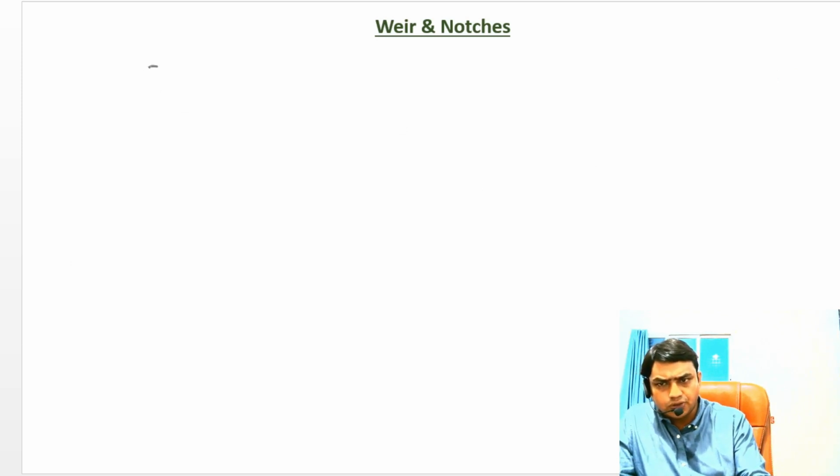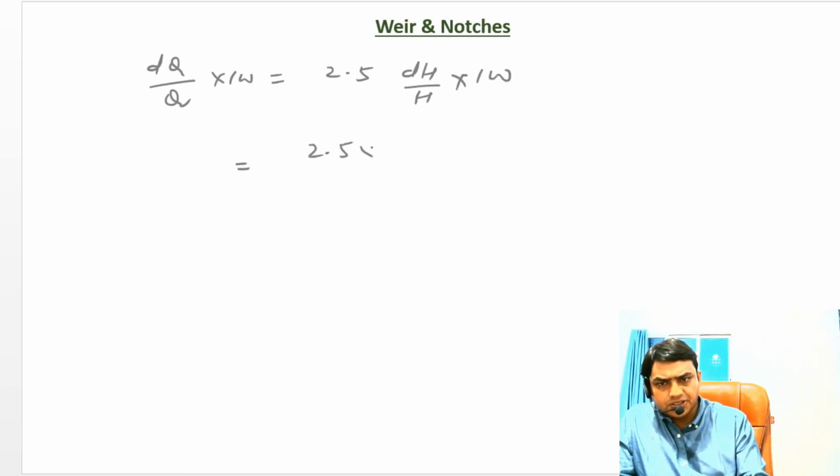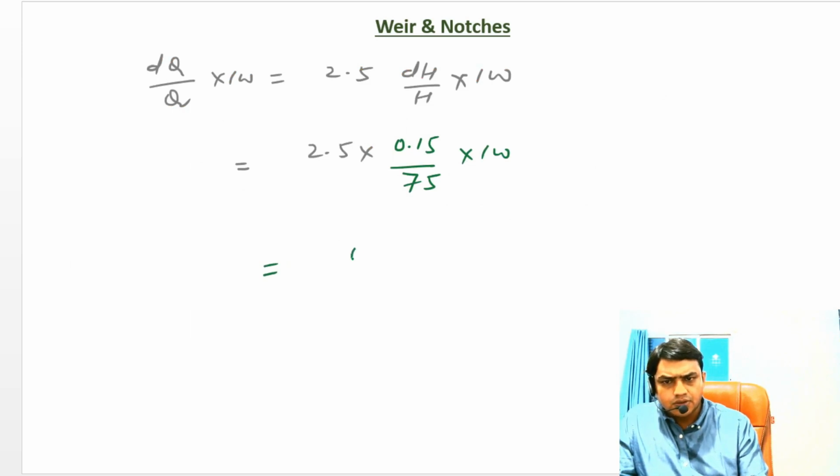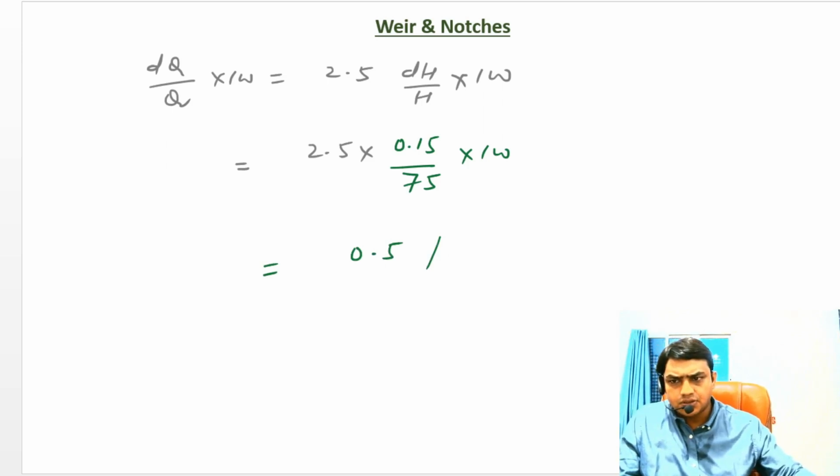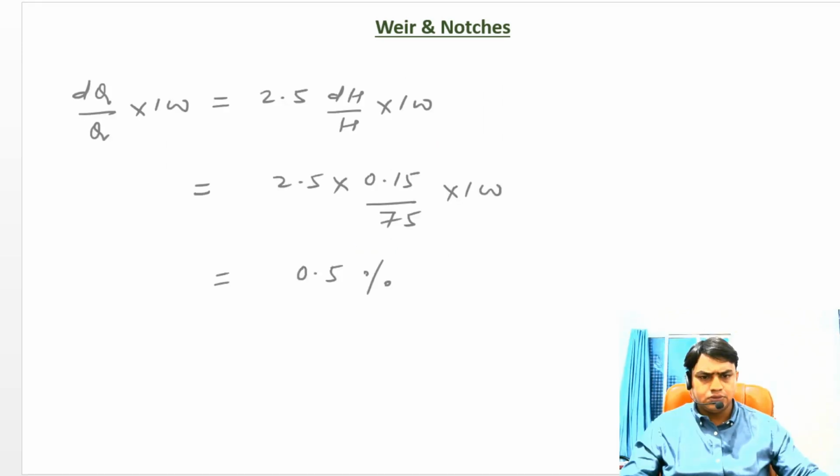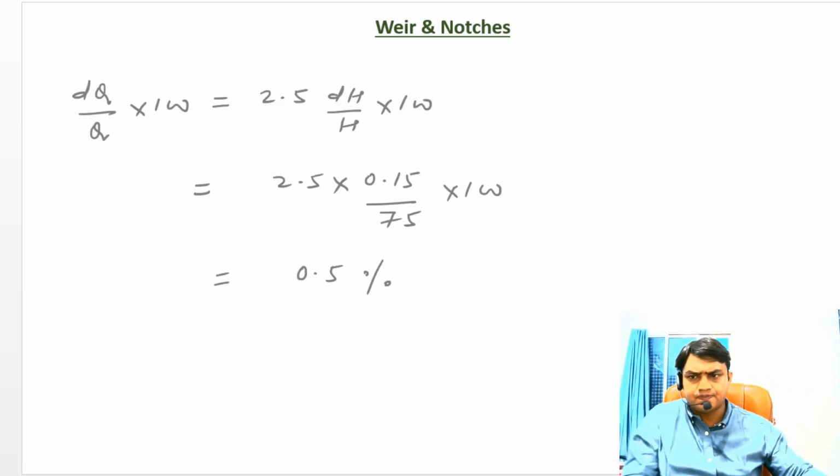So in case of V notch, we know that dQ by Q into 100 is equal to 2.5 dH by H into 100. So it can be computed as percentage error in discharge is 2.5 into dH by H. So dH is 0.5 centimeter, so 0.5 divided by 75 centimeter into 100, so it will be coming 0.5 percentage. 0.5%. B option is correct.